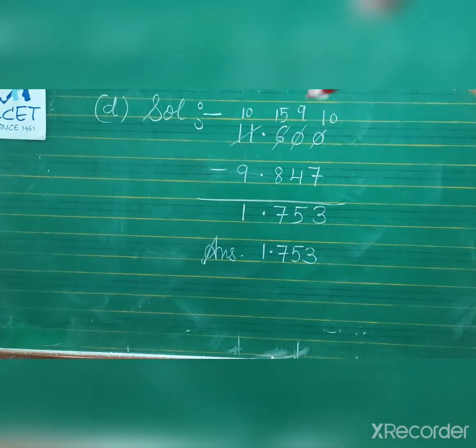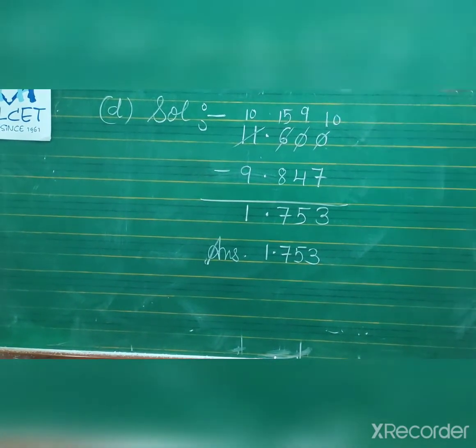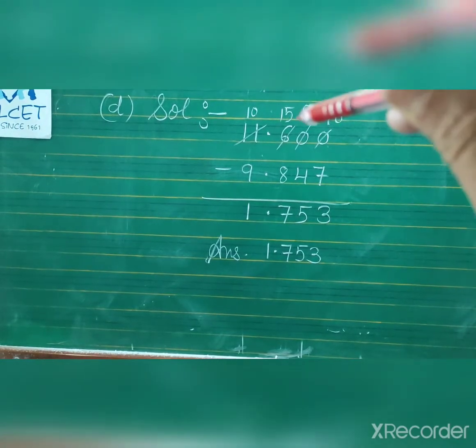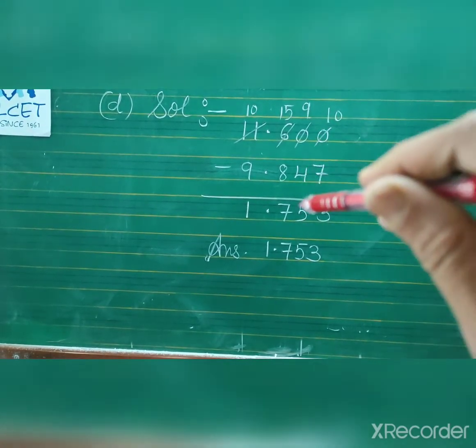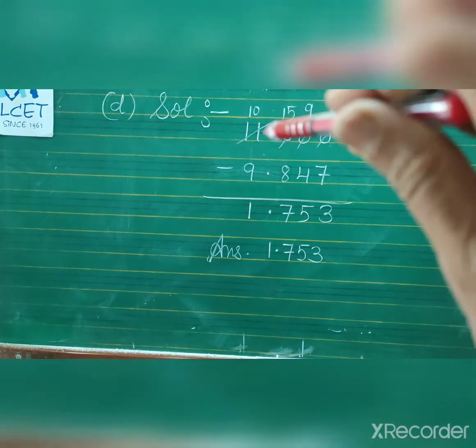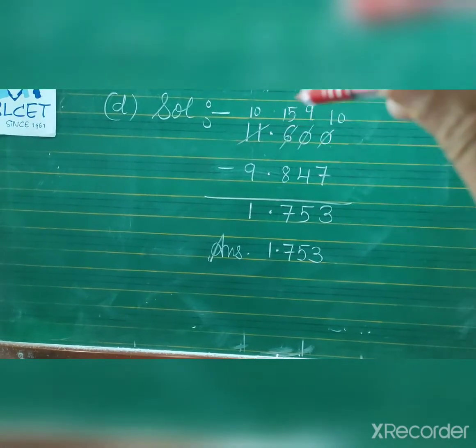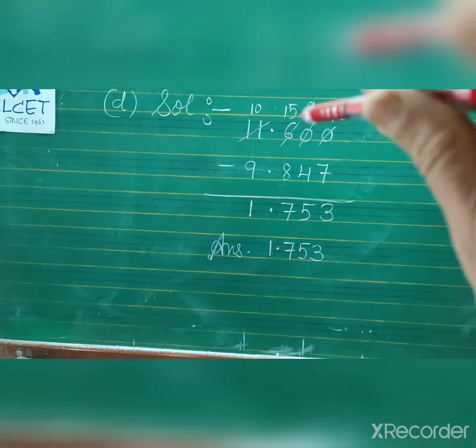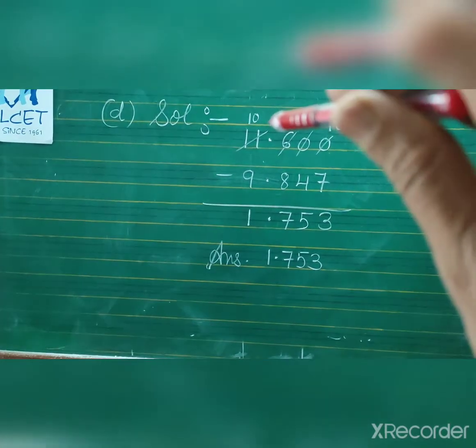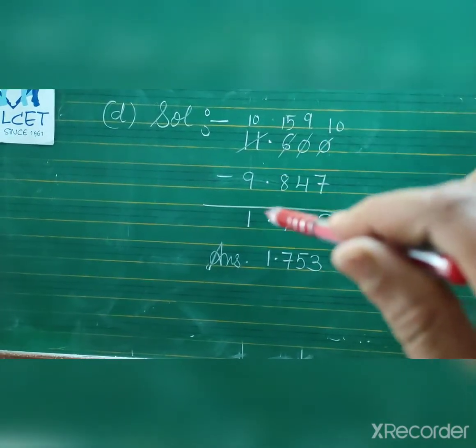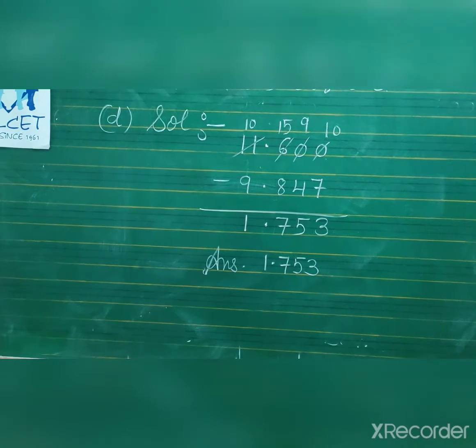So here will be 10 and here will be 9. 10 minus 7, 3. 9 minus 4, 5. Here will be 5. 5 minus 8 is not possible. So 5 will borrow from this 11. 11 will give 1. So here will be 10. 15 minus 8, 7. And then 10 minus 9, 1. So 1.753 is the answer.